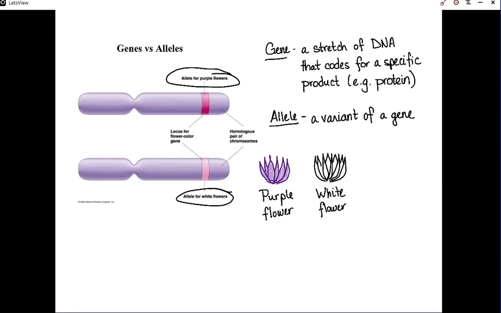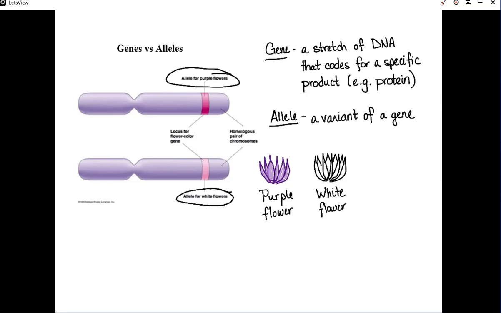So when you think about the difference between genes versus alleles, remember that all flowers are going to have a gene for flower color, but which color they put, the different types of colors, represent different alleles. So purple or pink or red or maybe even blue or white or yellow, those are all alleles, different variations on the flower color. So that's the difference between gene and allele.